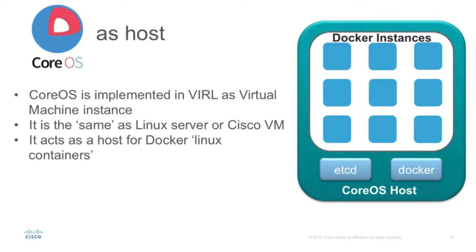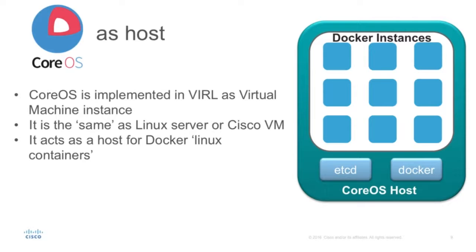So how are we actually implementing this on VIRL? Okay, so Docker can be used in a number of different ways, but what we are doing is we're actually putting the Docker functionality inside another virtual machine. So we're using something called CoreOS. Okay, so this is a virtual machine image, and actually I noticed that there was at least one person who said, what is this CoreOS image that suddenly appeared that I can download? So this is effectively the host on top of which we're then running our Docker instances.